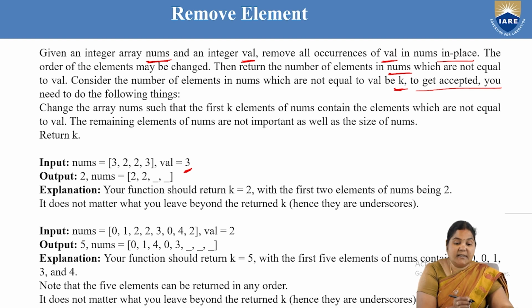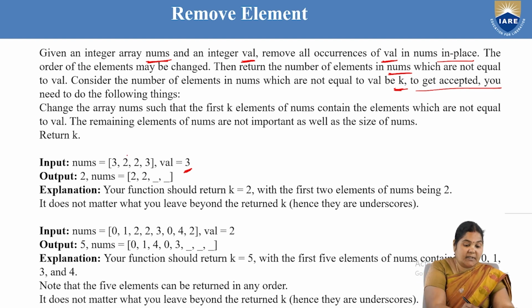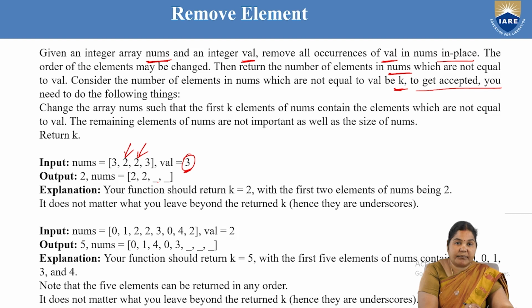That means in the nums array, 3 should not be there. And how many 3s are there? Two 3s are there. We should contain only the numbers which are not same as value. So the numbers which are not same as this value are 2 and 2. 2 and 2 should be there, 3 and 3 should not be there. So your function should return k is equal to 2.